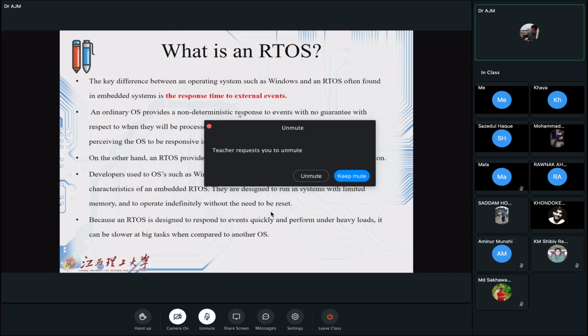An ordinary OS will provide some non-deterministic response to the event with no guarantee with respect to when it will be processed. And while trying to stay responsive, the user perceiving the OS to be responsive is more important than handling the underlying task. On the other hand, an RTOS provides a real-time response and a highly deterministic reaction, and developers who use an OS such as Windows or Linux will be quite familiar with the characteristics of an embedded RTOS.